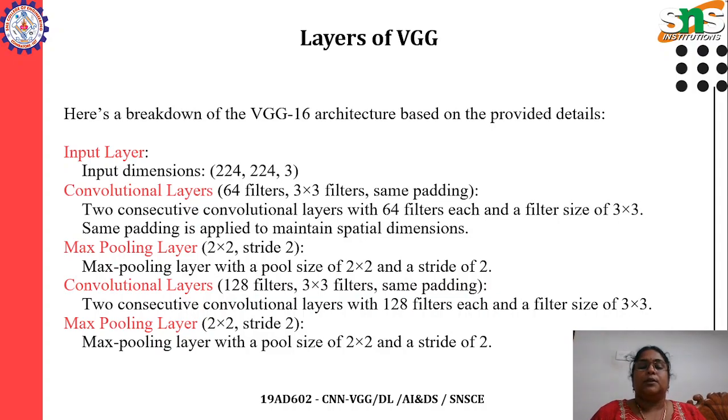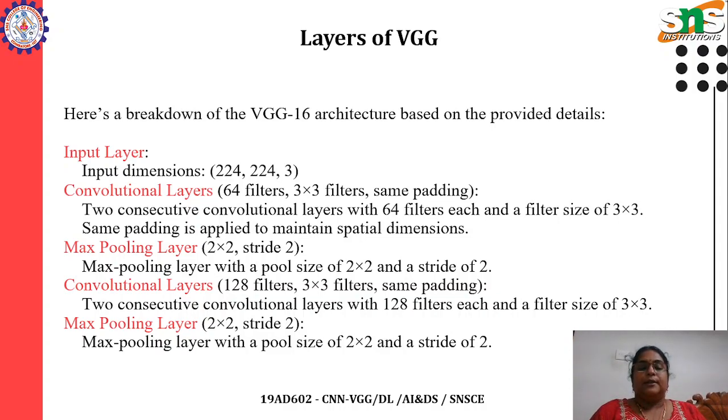We have two consecutive convolutional layers with 64 filters, and the filter size is 3 into 3. Same padding is applied in order to maintain the spatial dimension. Next layer is a max pooling layer, 2 into 2 with two strides. So the max pooling layer has a pool size 2 into 2 and strides of 2.